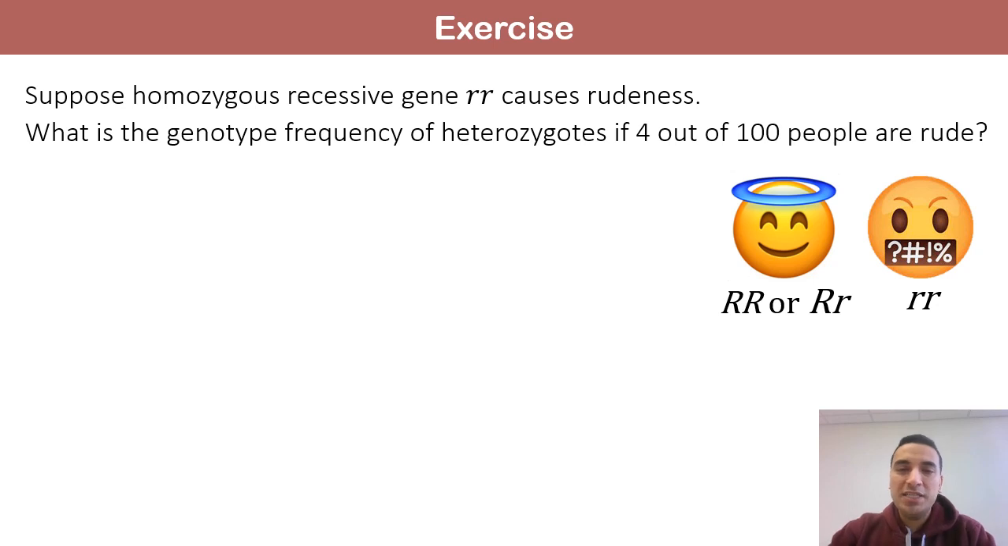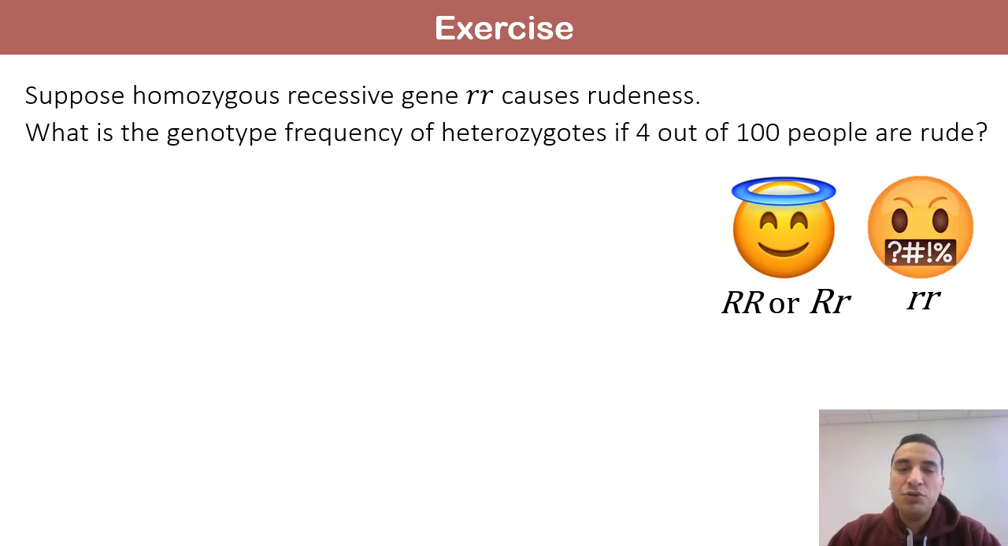Well, let's look at this. Let's see if you understand the Hardy-Weinberg principle first. Suppose homozygous recessive gene r causes rudeness. Again, this is just a toy example, okay? I'm not saying that this is actually what happens. Suppose this rudeness trait is caused by homozygous recessive.